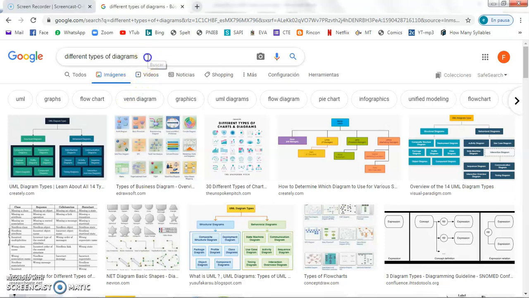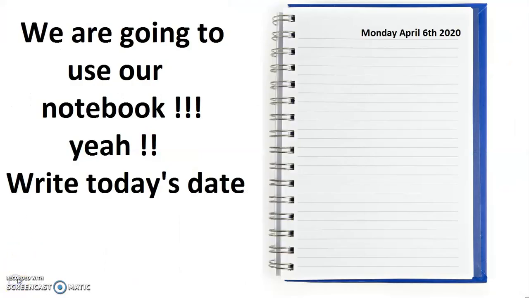So we're going to talk about this here, different types of diagrams. Okay, you can type that in your Google browser and then you can get a lot of information. We are going to use our notebook, so please write today's date. Remember that you're going to write first the day, then the month. This moment is May, so you may write May here, and then the ordinal number and the year.